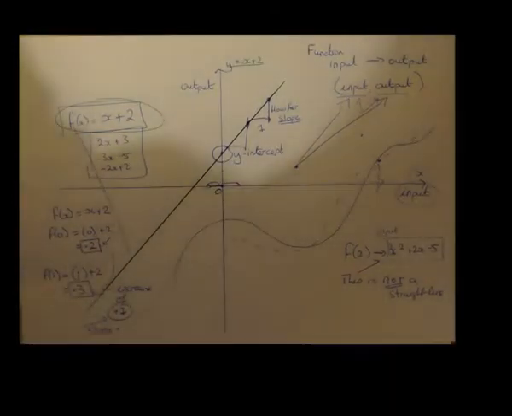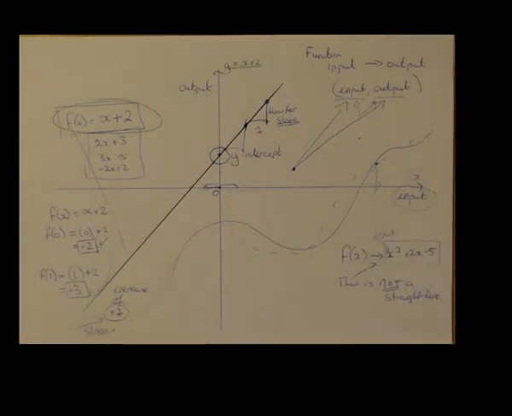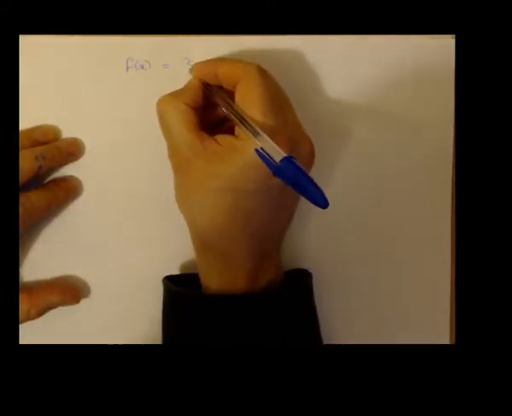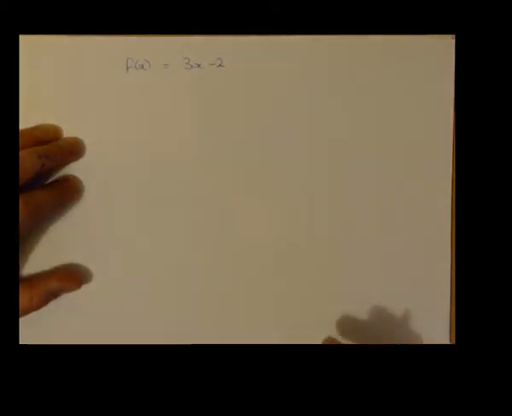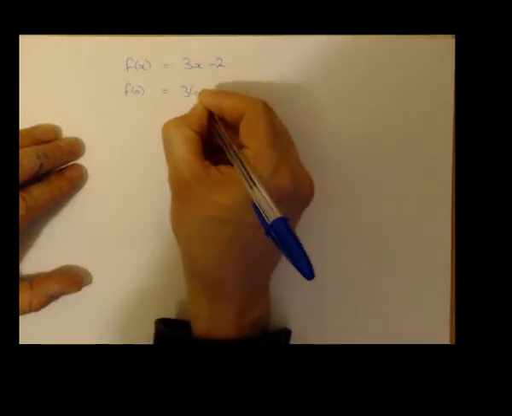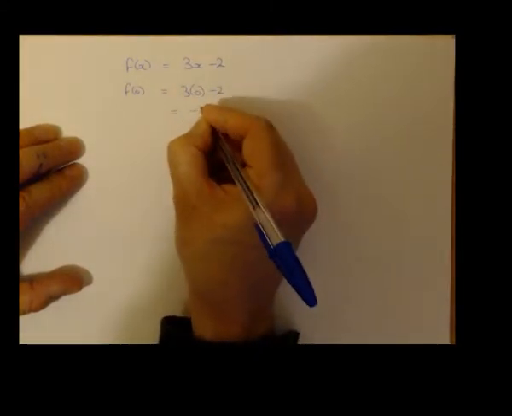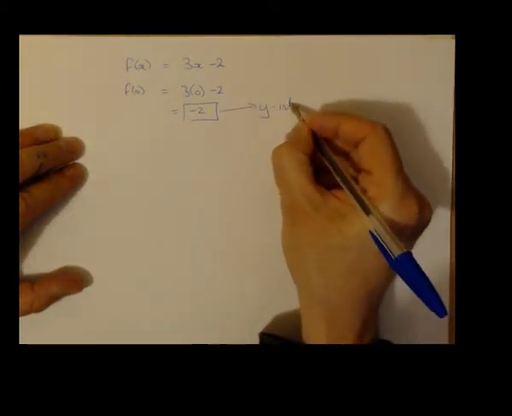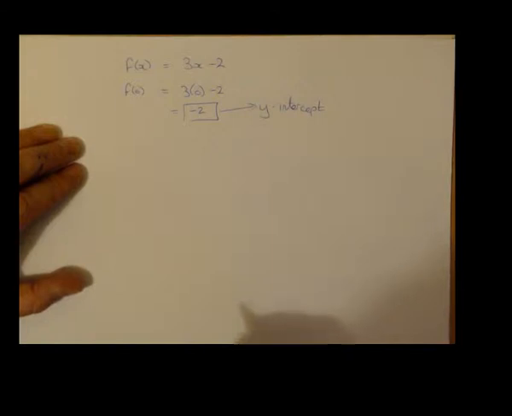This might sound a little complicated at the moment, but let's just have a look at a couple of examples. And for the examples, we're not going to be using a picture. We're just going to be using the functions. So imagine we have the function f of x is equal to 3x minus 2. Let's find f of 0. Minus 2 is our y-intercept. Let's find f of 1.